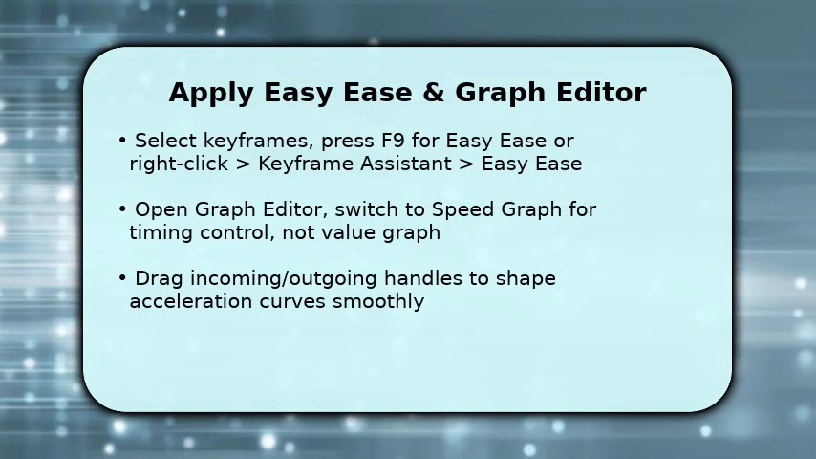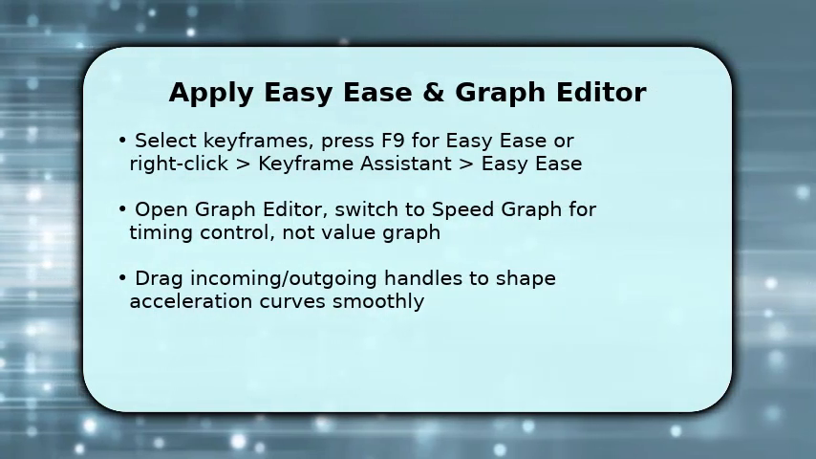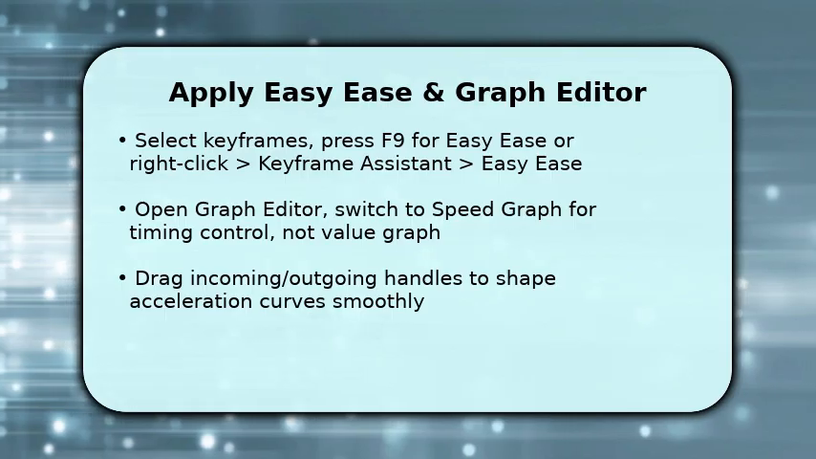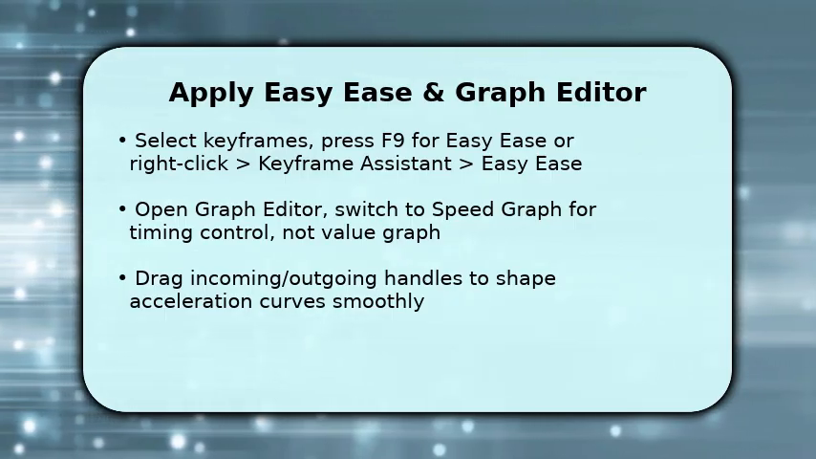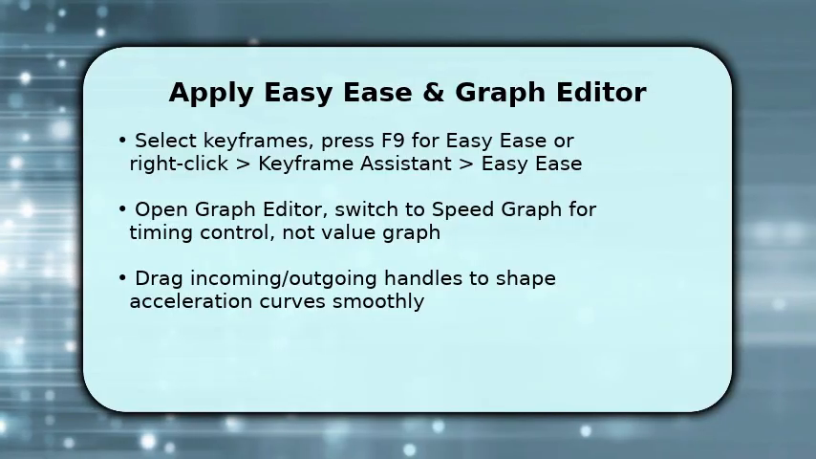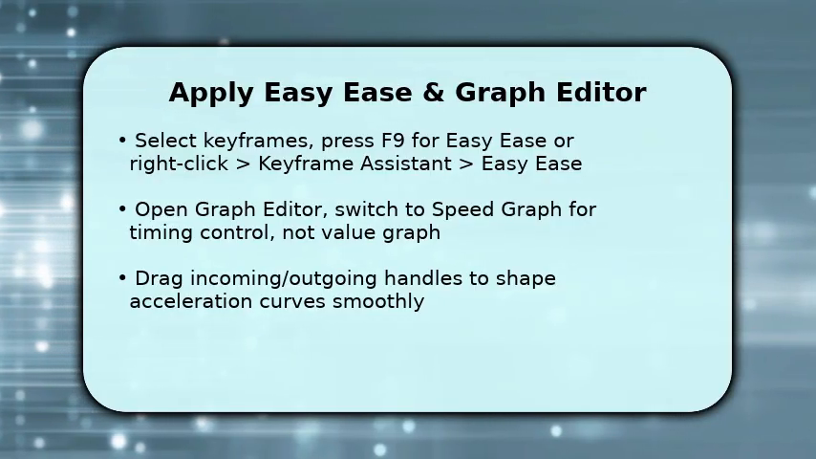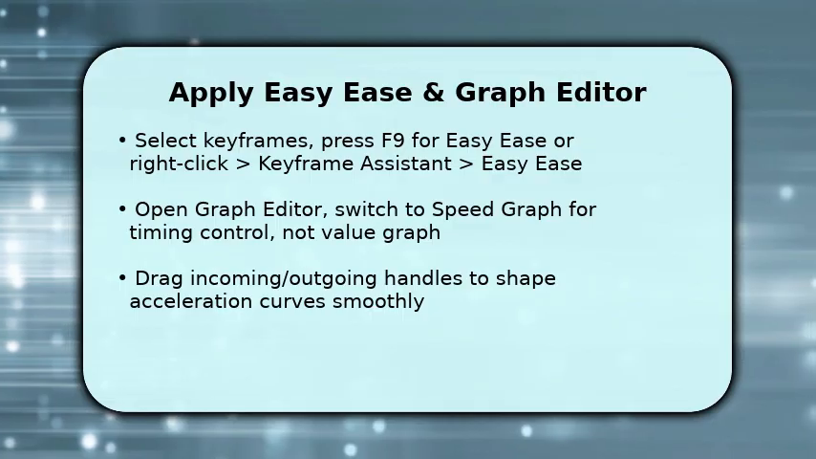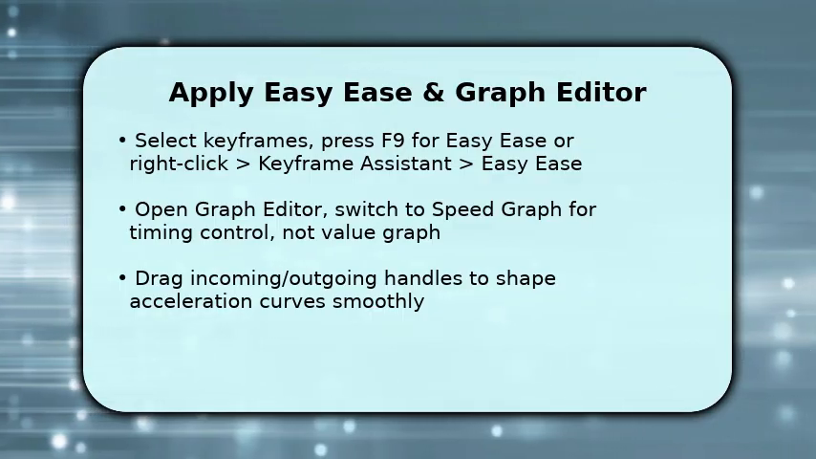Now refine the motion by applying Easy Ease and editing the curve in the graph editor. Select your keyframes and press F9 to add smooth easing. Then open the graph editor and toggle to the speed graph because it controls acceleration and feels more natural.